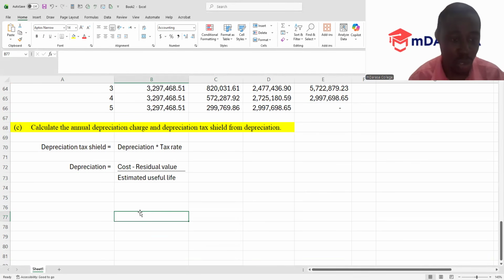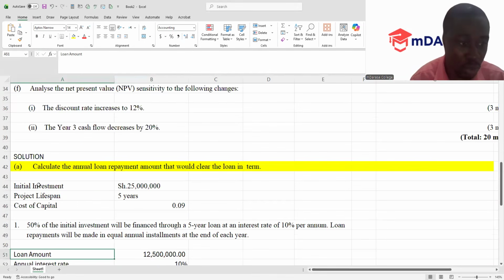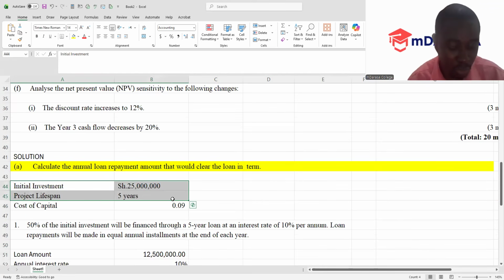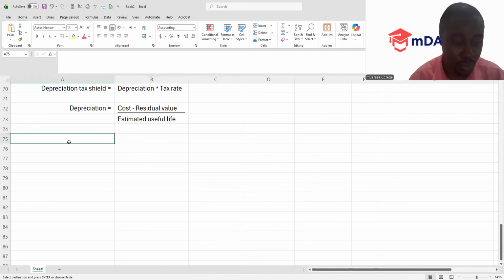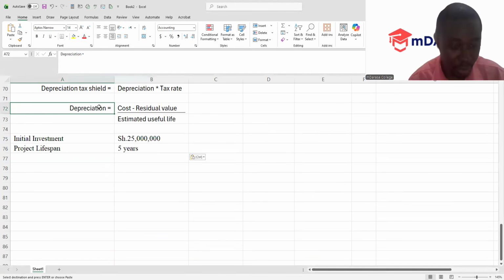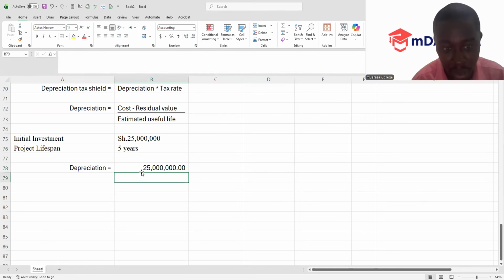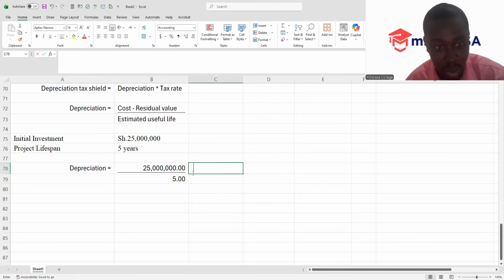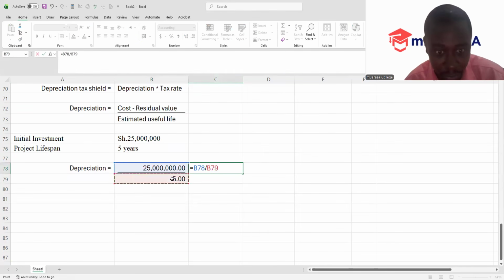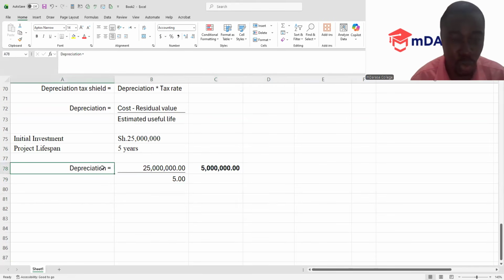So looking at depreciation, how do you go about it? Already, we're given our cost component, the details that you're given: cost plus the useful life. So easily, we can determine our depreciation by taking our cost, which is 25 million, divided by the useful life, which we're given as 5, to give us our depreciation.